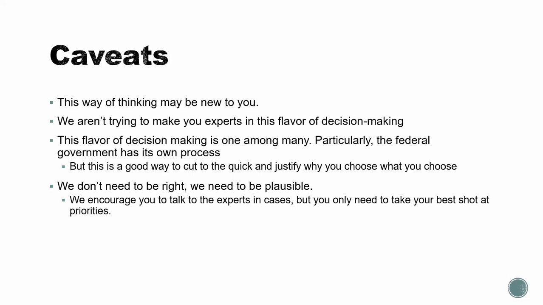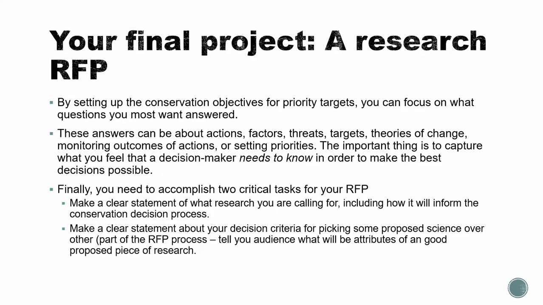You're still saying, given the targets that you've chosen, and given the threats that you understand and the factors that you understand that contribute to those threats and the actions that you recognize as being able to influence those targets, what makes the most sense in terms of trying to develop some science that will help reduce uncertainty and move the whole thing forward. Okay, so getting down to the end of it, your final project as individuals is some sort of research RFP, a request for proposal. And by setting up these conservation objectives for priority targets, you can focus on what questions you most want answered.